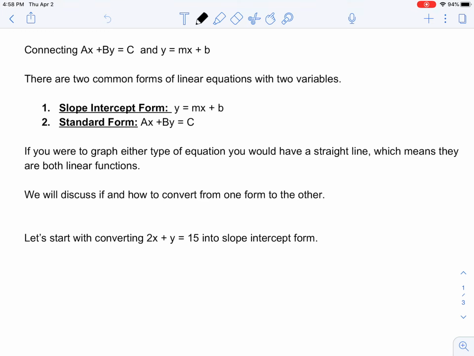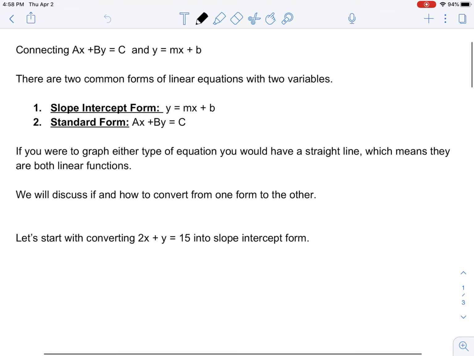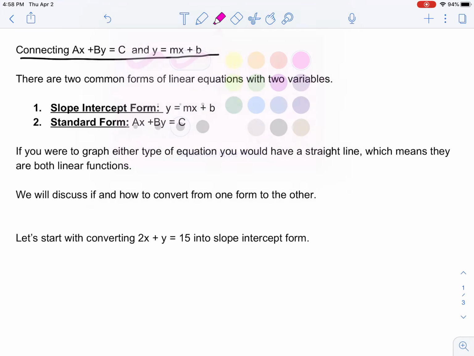So our title for today, if you are using your math notebook, is connecting ax plus by equals c and y equals mx plus b. There are two common forms of linear equations with two variables. The first, slope-intercept form, which we've been talking about all year, is y equals mx plus b. The second is called standard form, which is new to us right now, and that is ax plus by equals c. If you were to graph either type of equation, you would have a straight line, which means they are both linear functions. We will discuss if and how to convert from one to another.